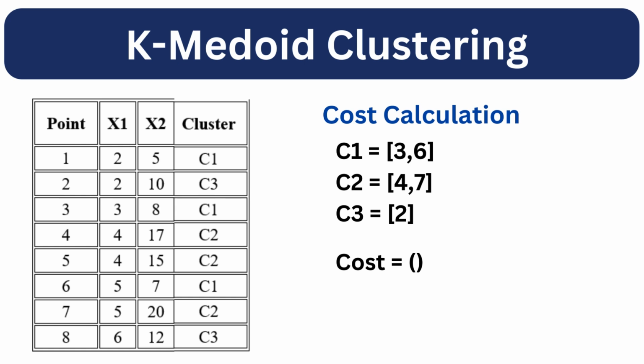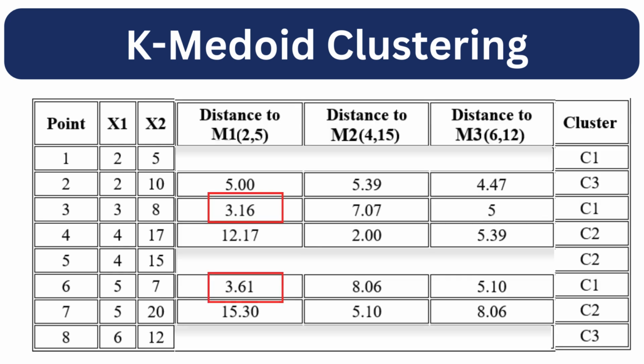Please note that we have not written the medoid points because we need to calculate the cost. So it's an additional step in K-Medoid clustering where we calculate the cost of clustering. Cost for each cluster is calculated and then we sum all the costs of all the clusters. For example, in cluster 1 there are 2 points 3 and 6. So we will check what is their minimum distance to M1. So it is 3.16 and 3.61.